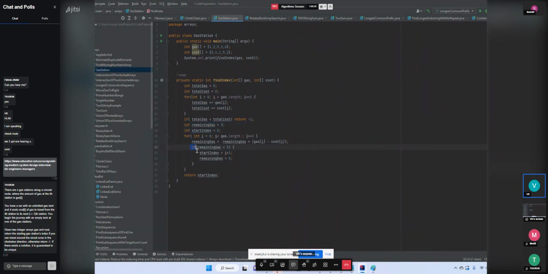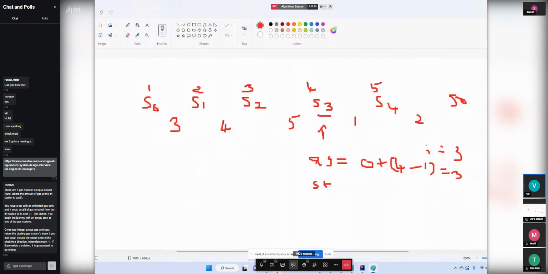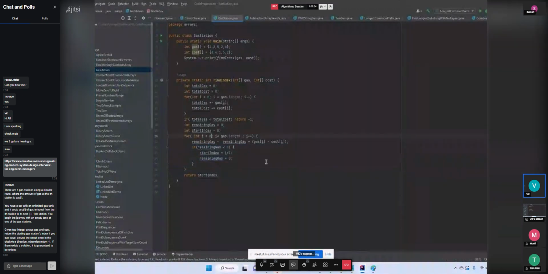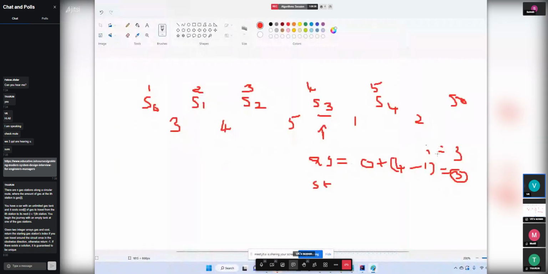Now if it is 3, I'm not going there. I will be holding the remaining gas 3, right? So at the next iteration, I is equal to 4. That moment remaining gas is equal to 3 plus what is available at S4.